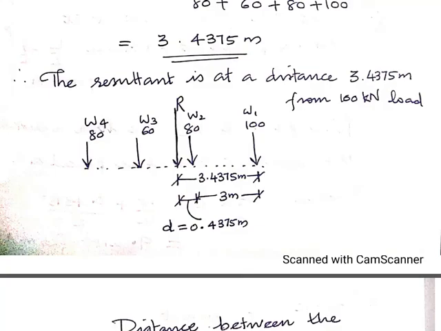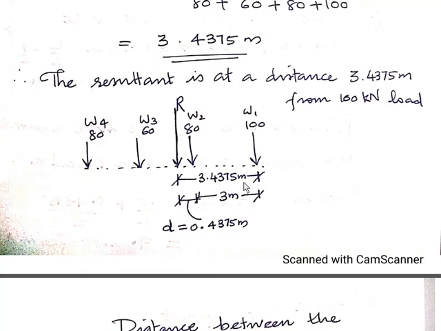As in the figure, the resultant is here. I have marked it as R. This R is the resultant of all the loads. It is at a distance of 3.4375 meter, that is A is equal to 3.4375 meter, which we have already calculated, from this 100 kilonewton load. So from here to the resultant, the distance is 3.4375 meter.